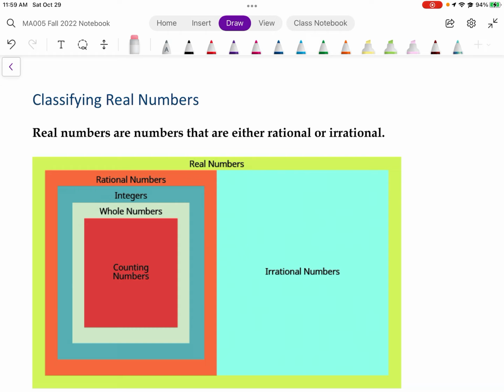Rational numbers are made up of integers, whole numbers, counting numbers going in. Counting numbers, remember, are just 1, 2, 3, and so on. Whole numbers are 0, 1, 2, 3, and so on. Integers go into the negative, so ..., -2, -1, 0, 1, 2, .... Rational numbers is anything that can be stated as P over Q. And irrational numbers is everything else. And all of these make up real numbers.